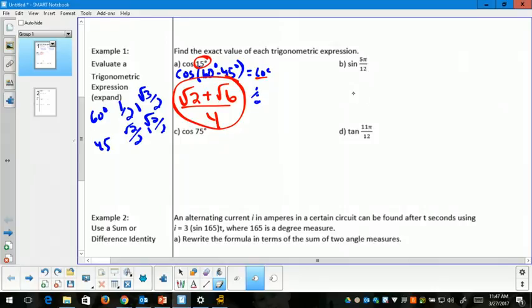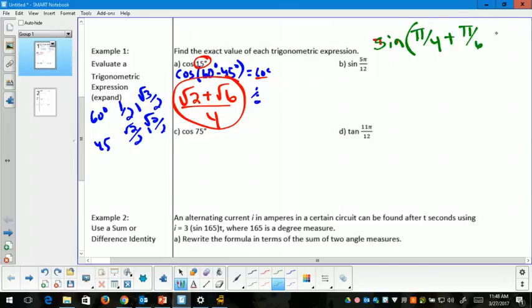So there we go. I'm going to use pi over 4, which is 3 pi over 12, and pi over 6, which is 2 pi over 12, and those two add up to 5 pi over 12. So that's why I'm going to use pi over 4 and pi over 6. So instead of sine of 5 pi over 12, I'm going to treat this as equivalent to sine of pi over 4 plus pi over 6.